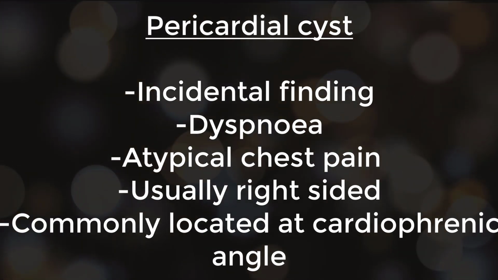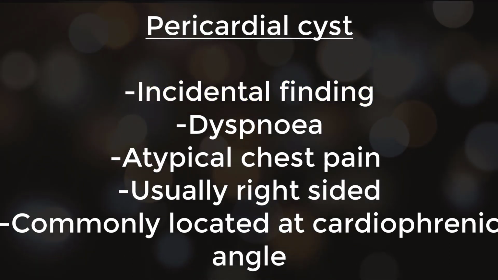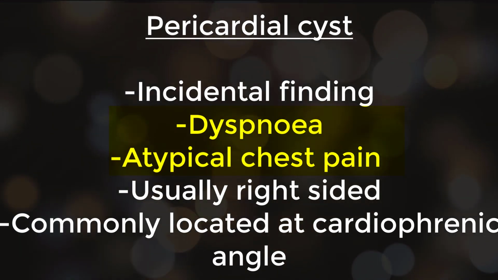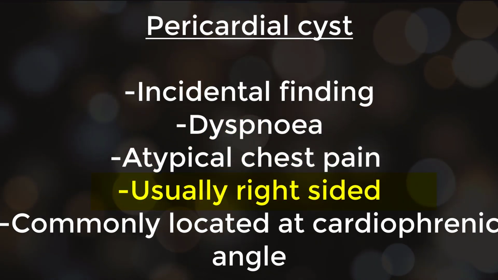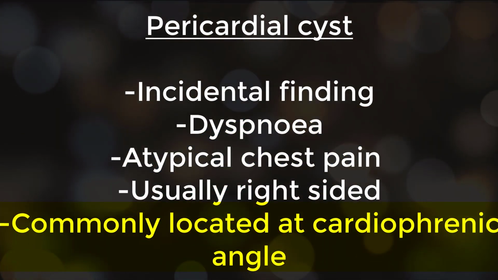Guys, pericardial cysts are typically incidental findings. They may, however, if sufficiently large, present with symptoms such as dyspnea and atypical chest pain due to pressure effects. Usually they are right-sided and are most commonly located at the cardiophrenic angle.